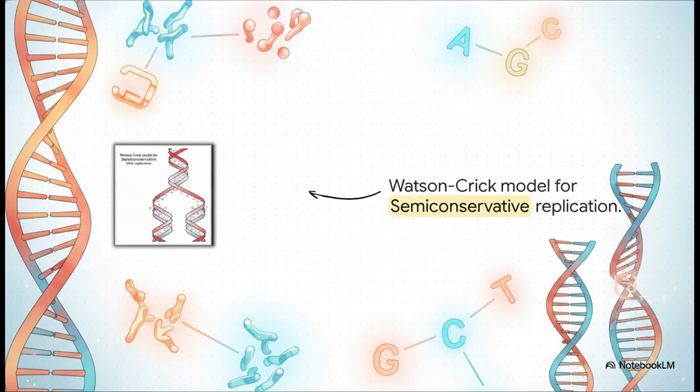Now, what's really interesting about this breakthrough is the concept of complementary base pairing. Because adenine only ever pairs with thymine and guanine only pairs with cytosine, if you know the sequence of one strand, you instantly know the other. It's like a mirror image. This perfectly implies a semi-conservative replication model. Basically, one parental strand acts as a precise template to synthesize a brand new identical daughter strand.